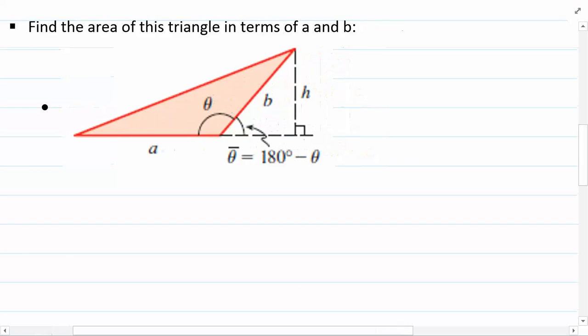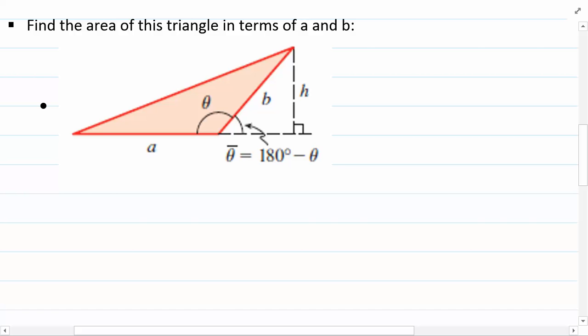Let's see what it would look like if I used a triangle oriented this way. Notice the base value is the measurement along the bottom of the triangle here. We had to extend that base in order to find our perpendicular, and we found our height measurement this way. Let's do the same thing. Let's find the area of this triangle in terms of a and b. And we're given a big hint in this diagram.